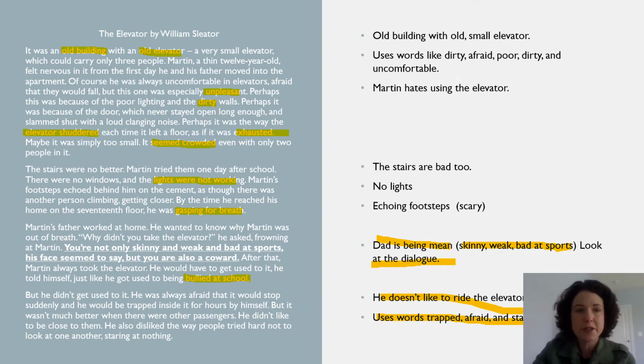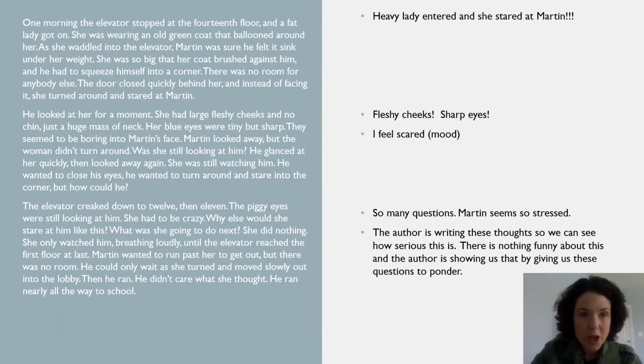Okay, let's turn the page. Okay, here we go. One morning, the elevator stopped at the 14th floor, and a fat lady got on. She was wearing an old green coat that ballooned around her. As she waddled into the elevator, Martin was sure he felt it sink under her weight. She was so big that her coat brushed against him, and he had to squeeze himself into a corner. There was no room for anybody else. The door closed quickly behind her, and instead of facing it, she turned around and stared at Martin.